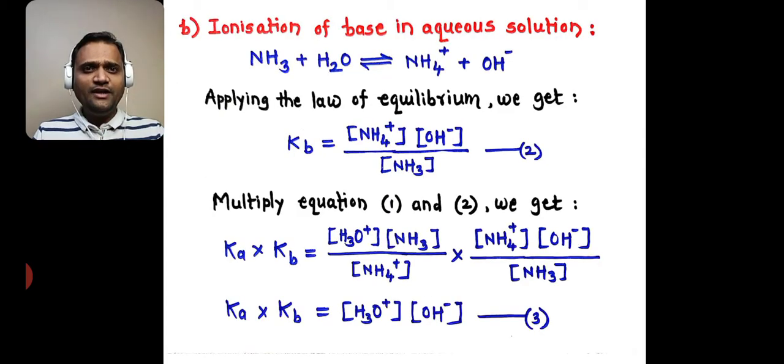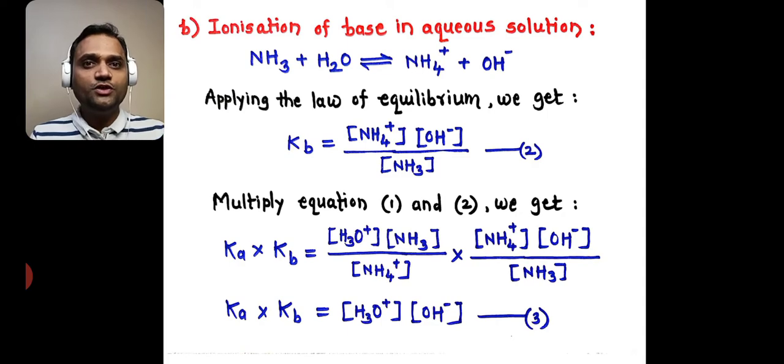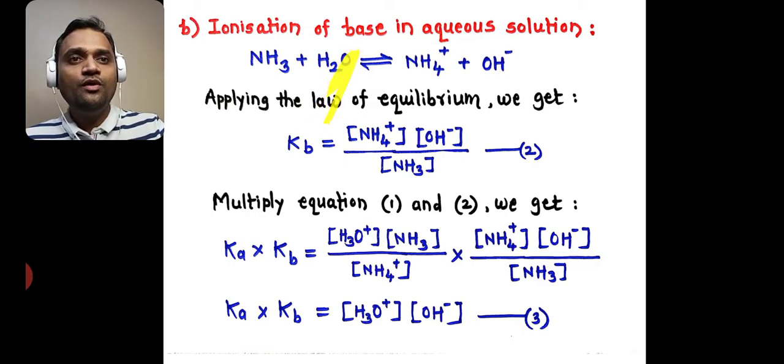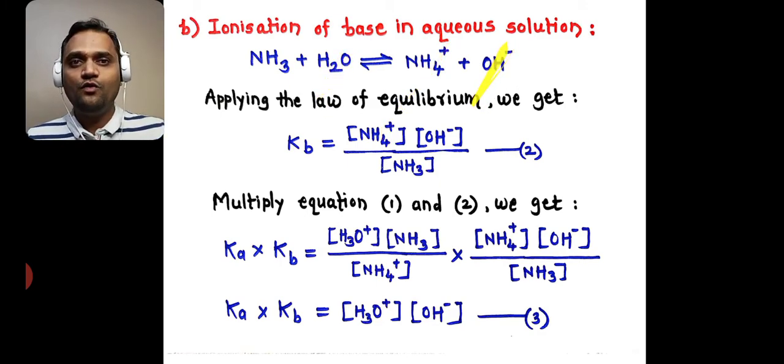Now the second case: ionization constant of base in aqueous solution. What is our base? NH3, ammonia, is our base. It undergoes ionization in water to form NH4 plus and OH minus. Now how are these two products formed? H2O acts as an acid here. It gives H plus to NH3, so it forms NH4 plus, and after giving H plus there is a formation of OH minus.